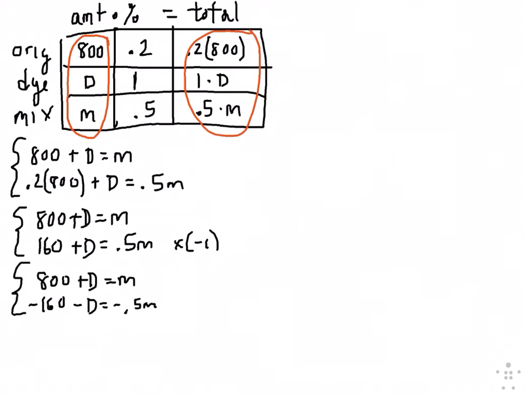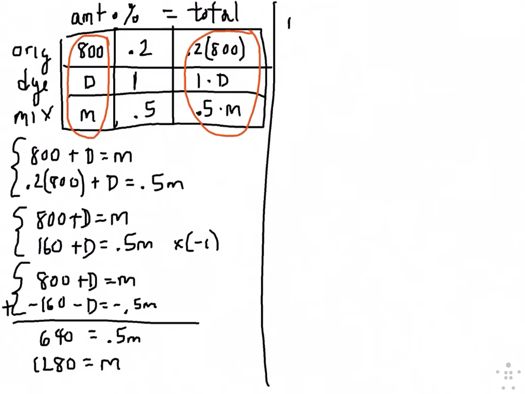Now I'm going to add the two equations, elimination. 800 and -160 is 640. D and negative D cancel. Equals 0.5 M. So we multiply both sides by 2 and we get 1280 equals M. So M is 1280. Okay, that's the total amount.